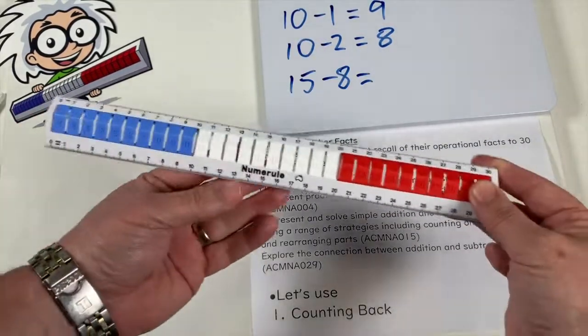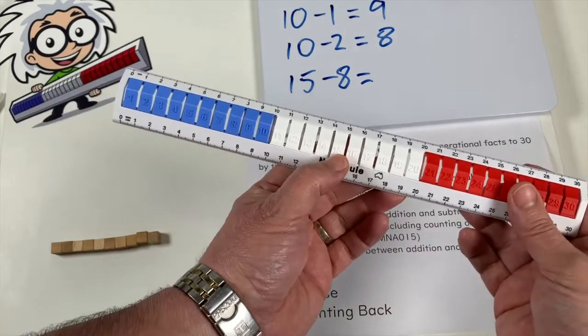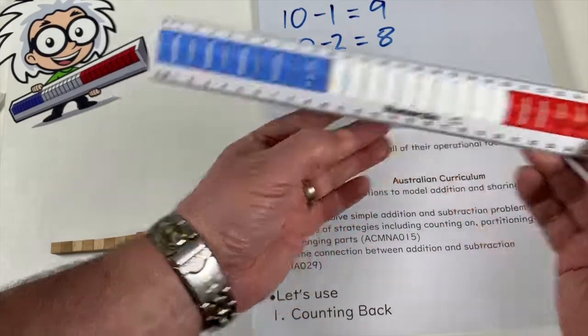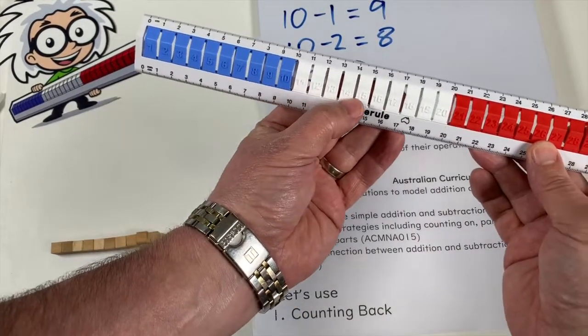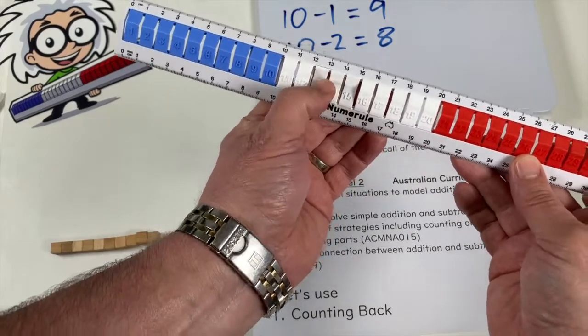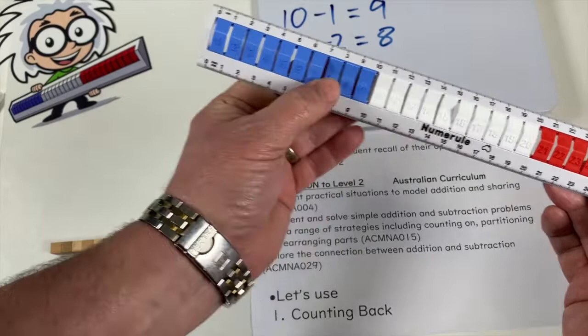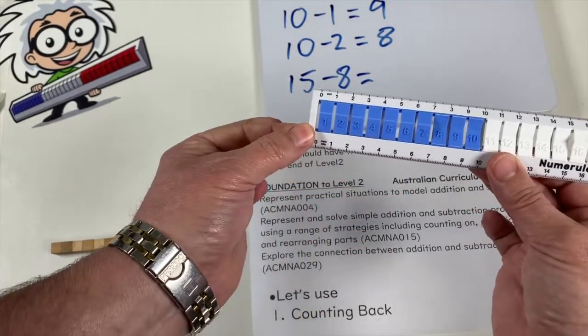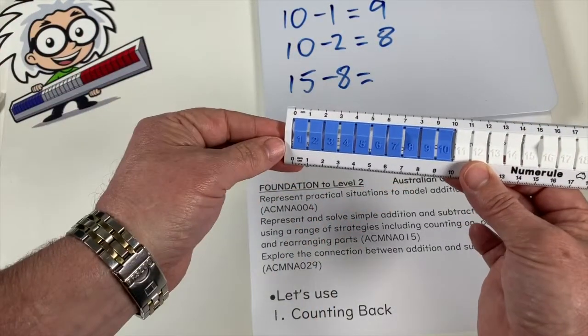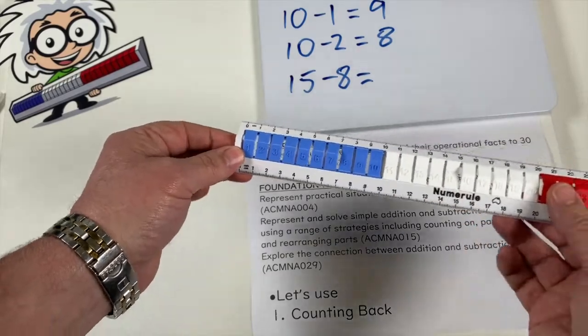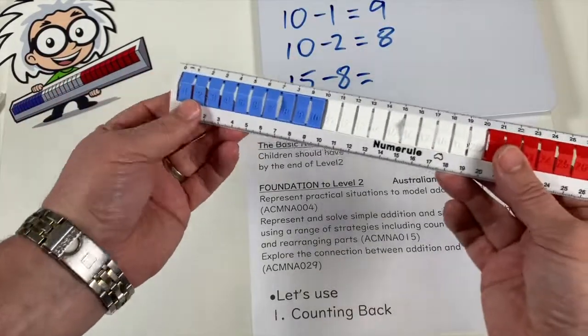So let's look at 15. We've got 15, there it is there, and we need to take away 8. Using the counting back strategy, we have 1, 2, 3, 4, 5, 6, 7, and 8. And look, we've got 7 left. You couldn't get easier than that, could you? All right, so that is subtraction, the counting back strategy.